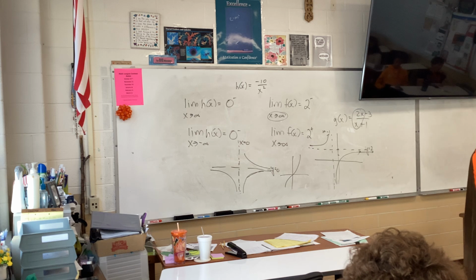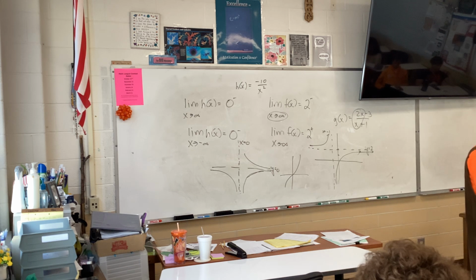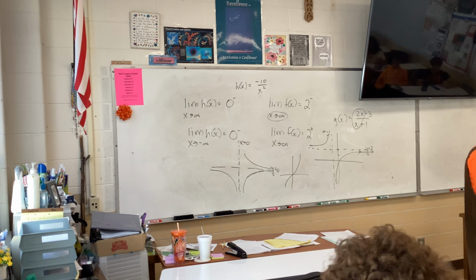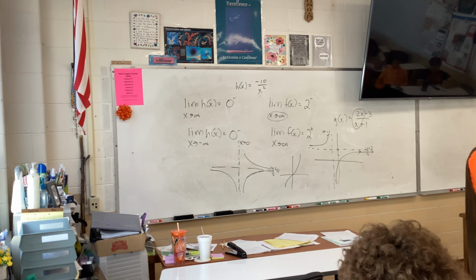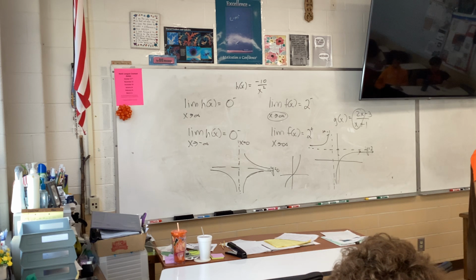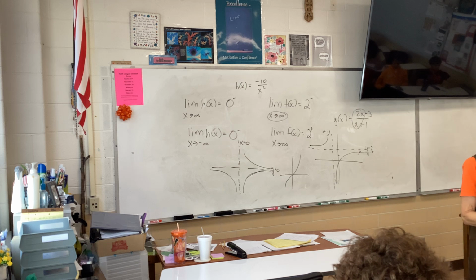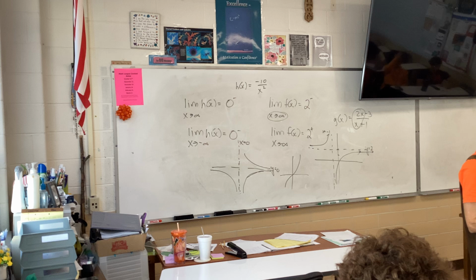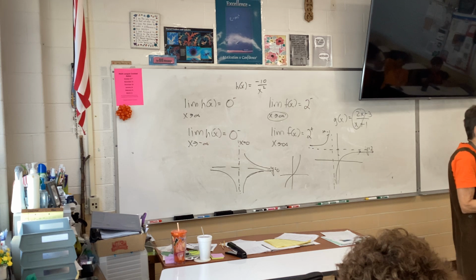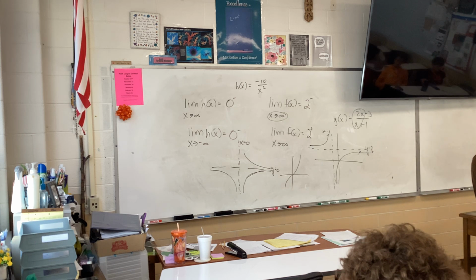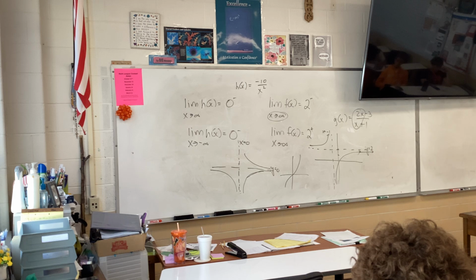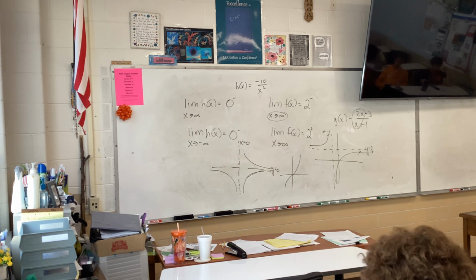So compare the end behavior of the two graphs, it's exactly the same. The end behavior will be the same. Why? Because it's an odd degree polynomial with a negative leading coefficient. And it doesn't matter what else is in the problem. If you have an odd degree polynomial with a negative coefficient, you're going to be up, down.